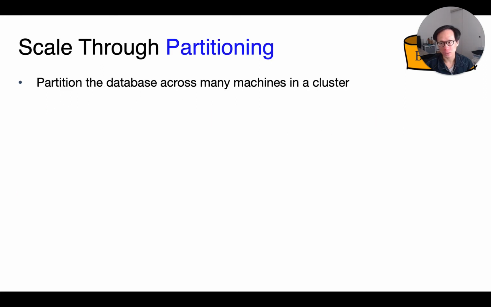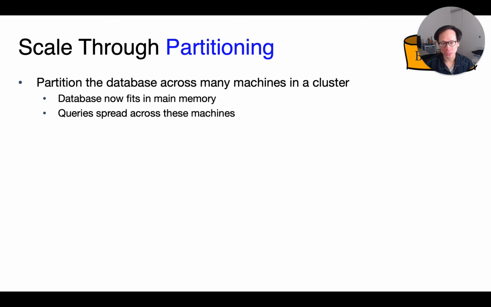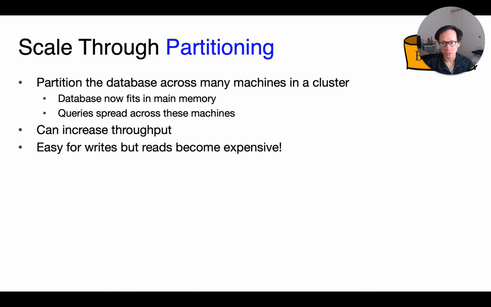The first idea is to partition the data across multiple machines. The data now fits within the main memory of each machine, and queries can now be spread across those machines as well. The advantage here is that we can now serve more clients at the same time, otherwise known as increasing system throughput. The problem, however, is that while writing data is easy, as long as we know which machine is holding the data that we want to update, reading data now becomes expensive.